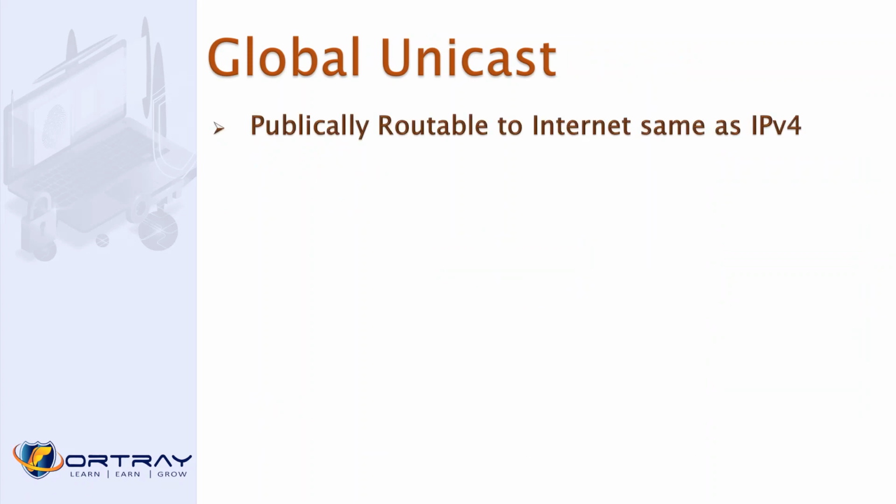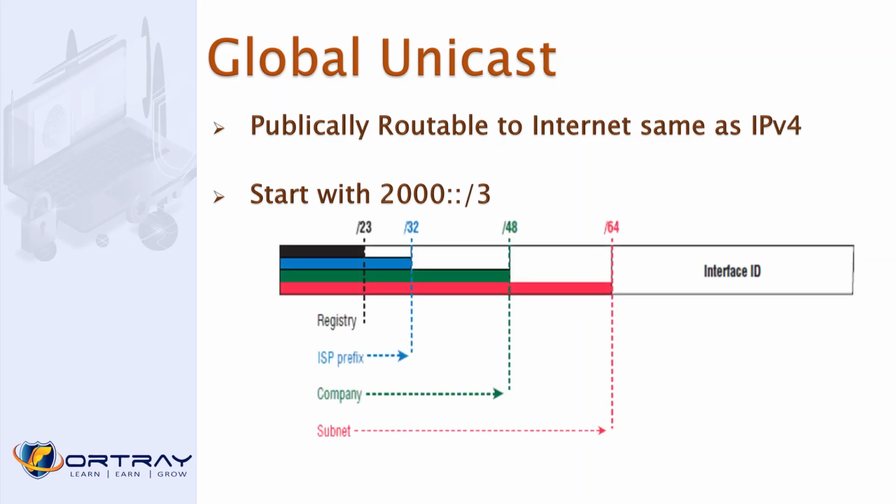Global unicast means publicly routable on the internet, similar to IPv4. It starts with 2000::/3. So this is how we represent it. The /23 is the registry, which is related to the ISP, /32 is company related, and /64 is a subnet.